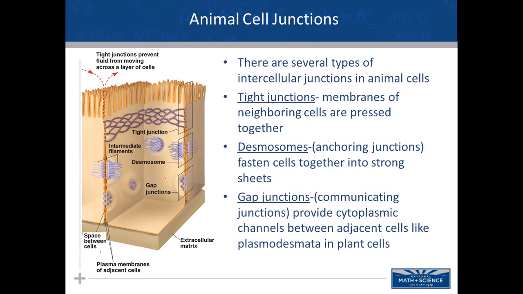And then you have your gap junctions, and gap junctions are communicating junctions. These are the junctions that are really like the plasmodesmata, and they're channels between adjacent cells, and they allow for direct contact. So in looking at this nice little illustration, here are the gap junctions, and you can see there are channels that will allow the cytoplasms to be in direct contact.